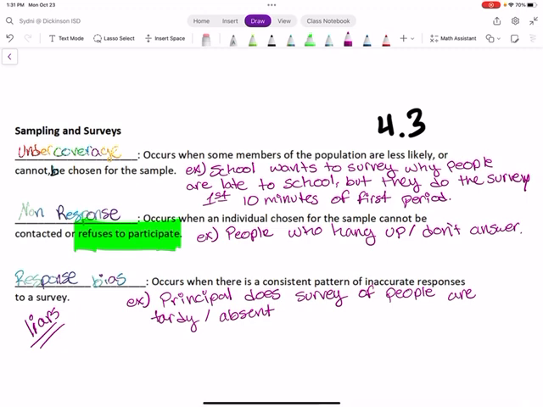Now, all of these can happen regardless of how you get your samples. If you have the best sampling method, all three of these things can still happen to you. No matter how hard you try, there is a chance that your data can still be biased. And these are the three typical reasons as to why your data would still be biased, even though you did a random sample. And that is all for 4.3.